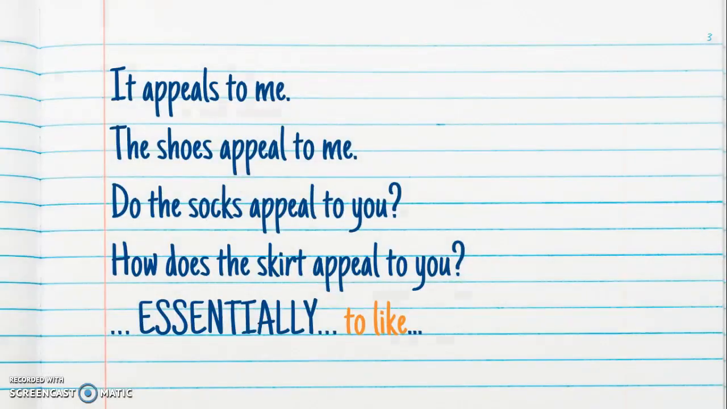So these are some example sentences. Because we're going to be using this kind of strange word order and meaning, our sentences, if we were to translate them to English, would be something like, it appeals to me, which basically means I like it. Or the shoes appeal to me, which means I like the shoes. Or do the socks appeal to you, which would mean something like, do you like the socks? And how does the skirt appeal to you, meaning how do you like the skirt? So that's why it says essentially it is to like.